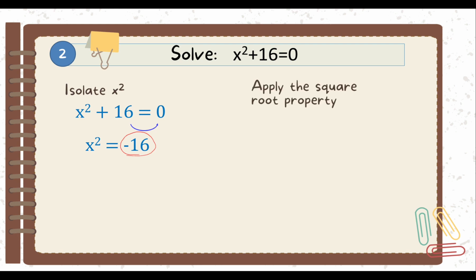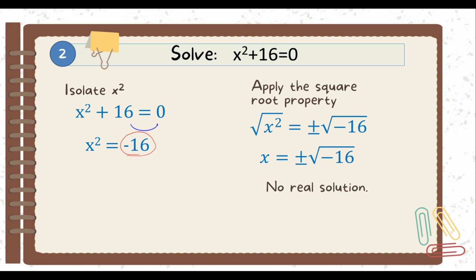Let's see. So we still apply the square root property, taking the square root of both sides. What's the square root of x squared? That's an x. Then plus or minus the square root of -16. And since this one is negative, then we say that there is no real solution.